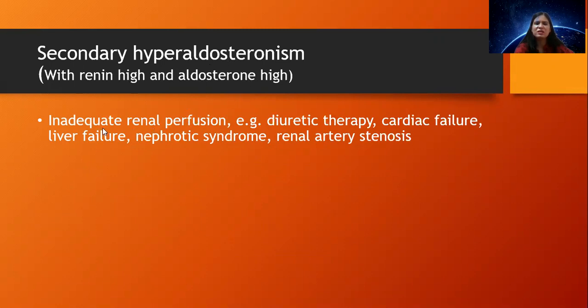So, how does this inadequate renal perfusion or inadequate blood supply to kidney occur? By diuretic therapy, due to cardiac failure, due to liver failure, due to nephrotic syndrome, or due to renal artery stenosis. All these causes can cause reduced blood supply to kidneys, which will lead to increased renin and increased aldosterone. Or other causes, renin secreting renal tumor or reninoma, which is a comparatively rare cause.